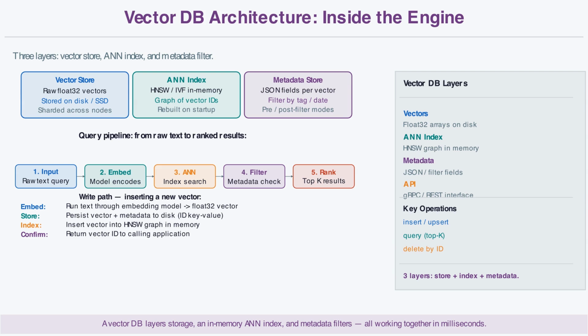When you insert a new document, the write path is, embed it, store the vector to disk, insert into the HNSW graph in memory, and return the vector ID. When you query, the read path is, embed the query, run ANN search for top K matches, apply metadata filters, fetch the raw text, and return ranked results.